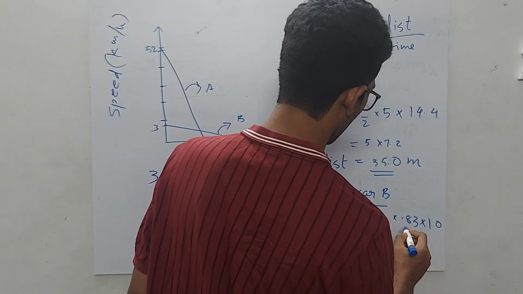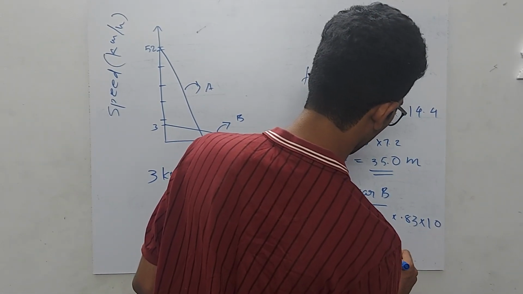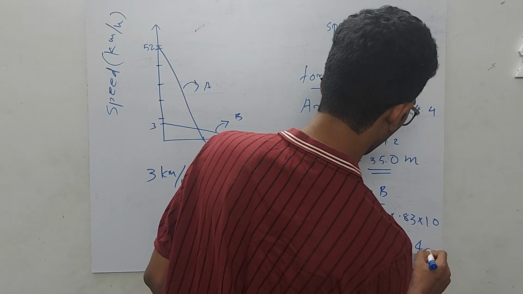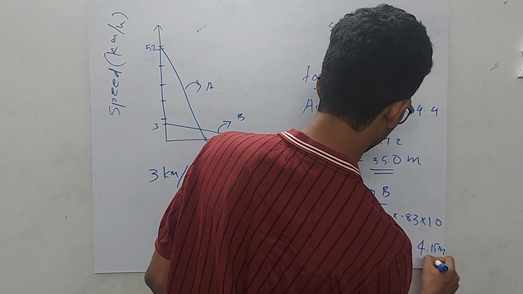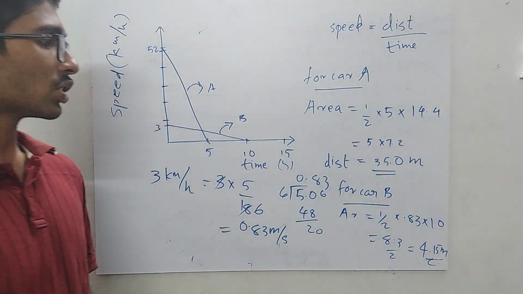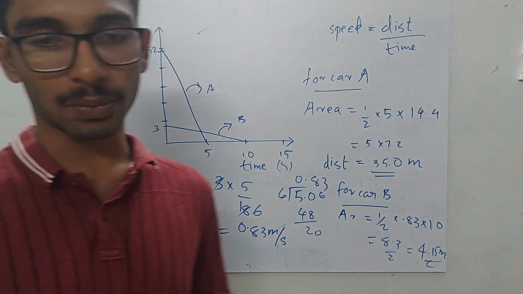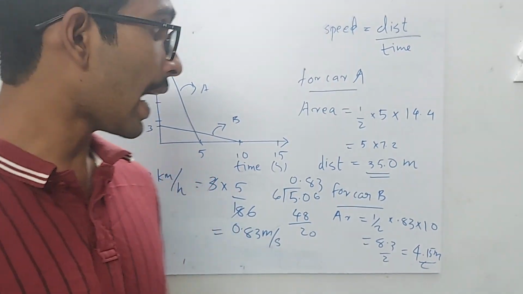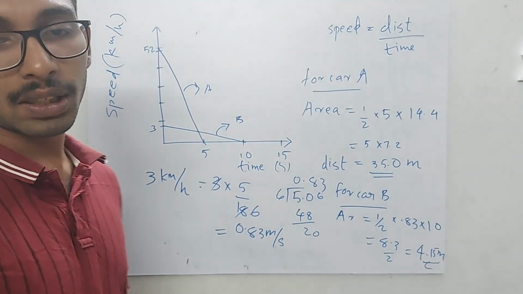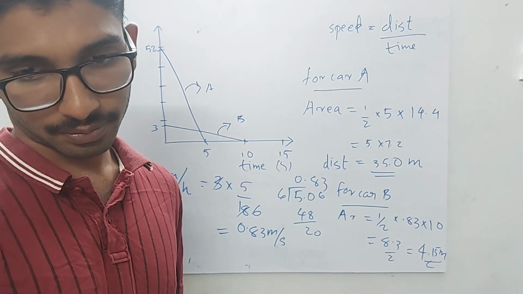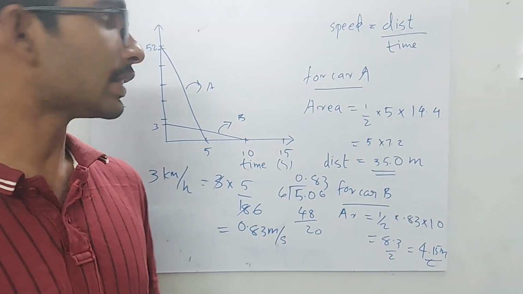That's like 8.3 divided by 2, 4.15 meter. So car B has traveled 4.13 meters after brakes were applied, and car A has traveled 35 meters after brake was applied. Okay, so I guess the question is clear.